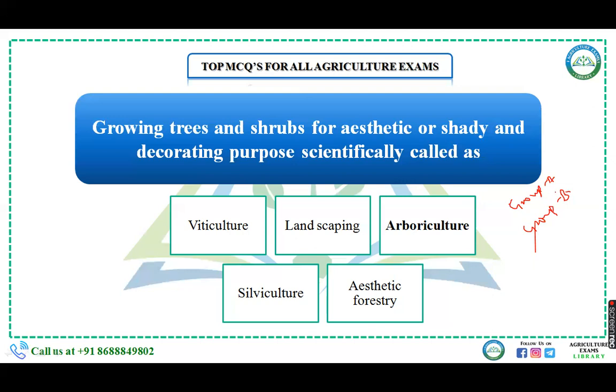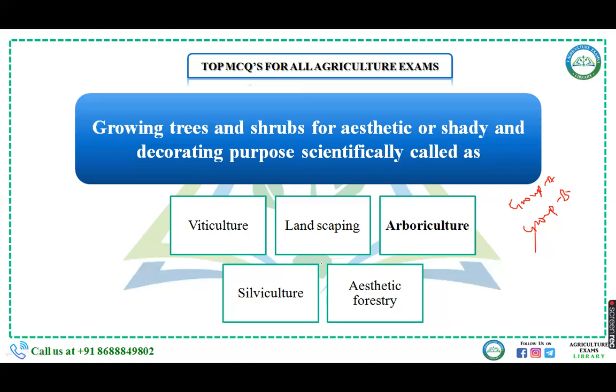This question is very important for all the examinations. First: growing trees and shrubs for aesthetic, shady and decorating purposes is scientifically known as what? Even if you are appearing in examinations like IBPS AFO, 1-2 questions they ask from terminology. So while you are studying agriculture, or any subject, terminology plays a vital role. Try to understand the terminology very carefully.